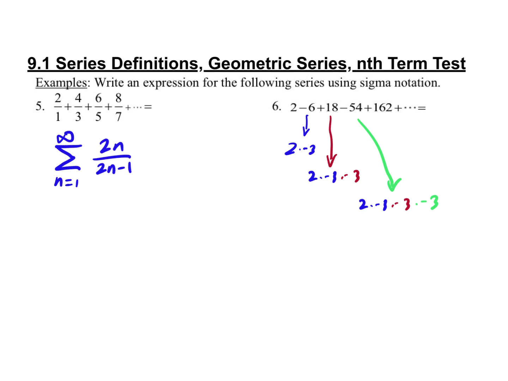The trick is, what's the first term? Okay, the first term is 2. The number of times that I multiply by negative 3 is 1 less than the term number. So this is the second term, but I only multiply by negative 3 once. This is the third term, I multiply by negative 3 twice. This is the fourth term, I multiply by negative 3 three times. Are you with me?